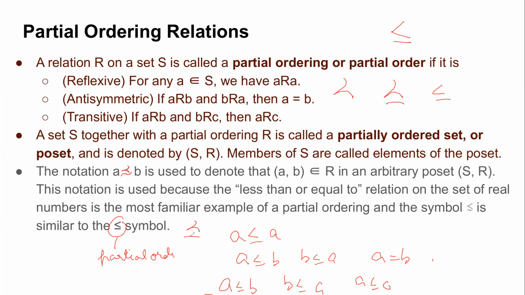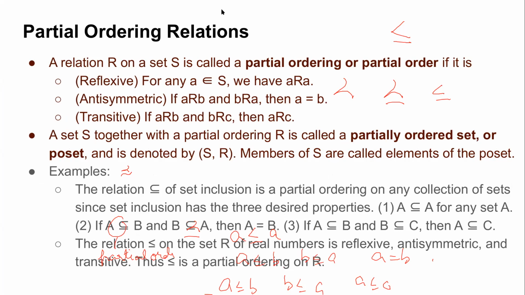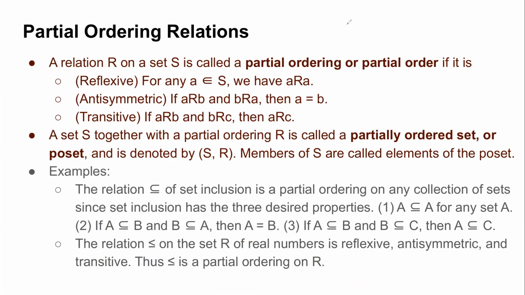No other relation? Okay, so let us see. Subset is also a partial order, right? It's reflexive, that is every set is a subset of itself, and it is also anti-symmetric because if A is a subset of B and B is a subset of A, what does it mean? That means it is anti-symmetric also, and we already know it's transitive because if A is a subset of B, B is a subset of C, then A is a subset of C.